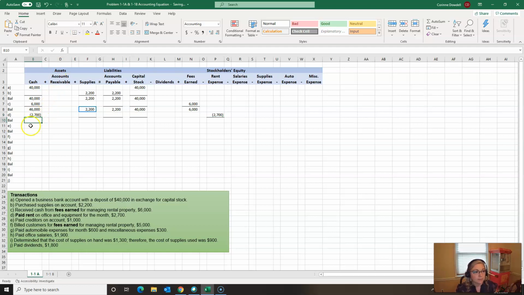All right, so here to update, we can, again, use an auto sum. We're always going to add as much as possible. And we're going to add the previous 46,000 and a negative 2,700, which is essentially subtracting 2,700 from 46,000. And we get an updated balance of 43,300. And then we're going to cell reference for all of the remaining balances that are appearing in this row.